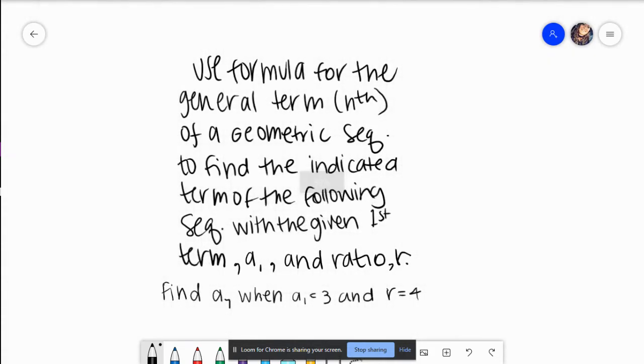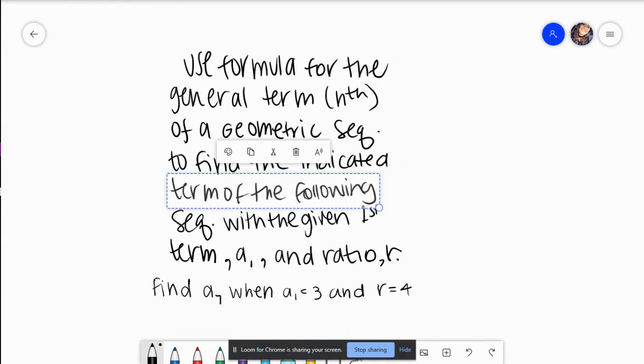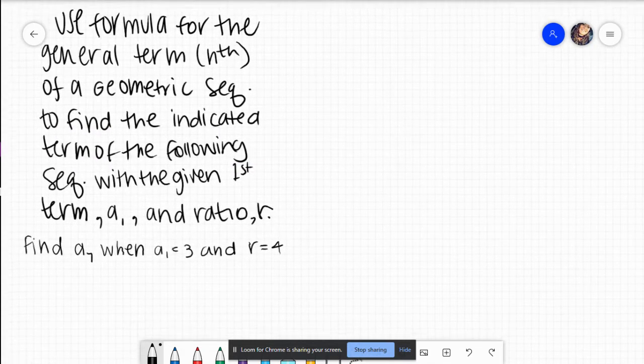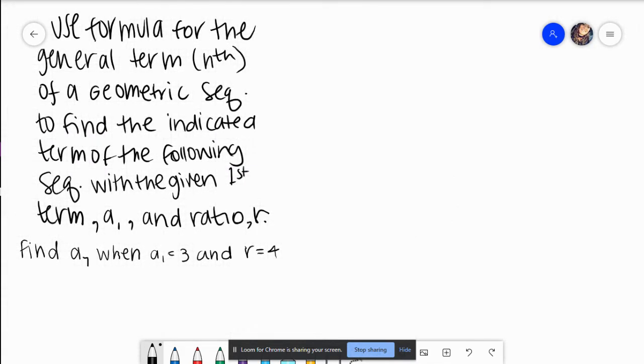Okay, so it's telling you to use the formula for the general term, also called the nth term, of a geometric sequence. So already I noticed I'm using the geometric sequence. That is super helpful because I've got a formula for the arithmetic sequence and a formula for the geometric sequence. This problem is specifically telling me to use the geometric one. So awesome, I know what I'm going to use.